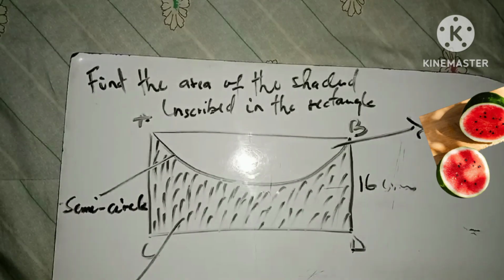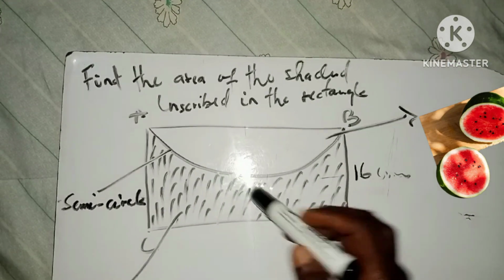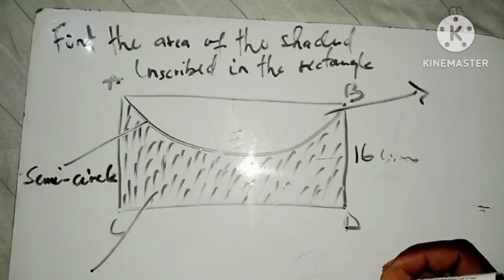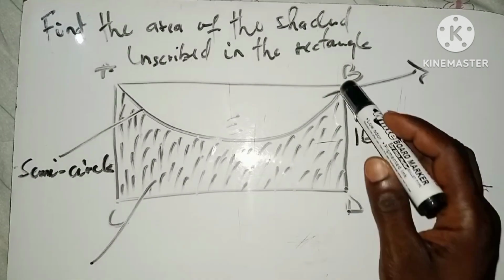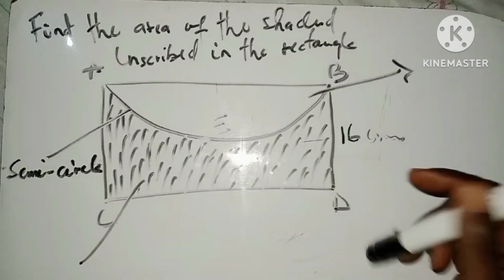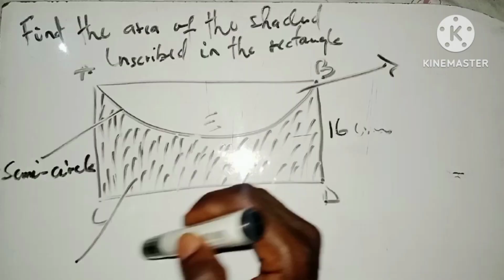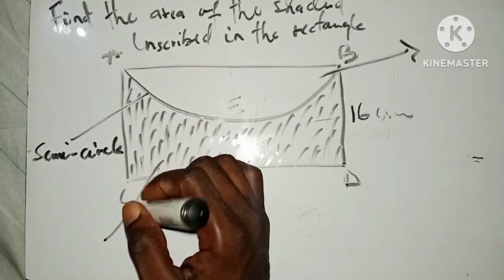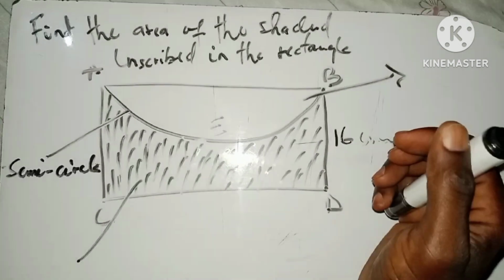We want to find the area of the shaded portion from this diagram. So these are the informations that we have here. We have this to be a rectangle, right? So this is a rectangle with a semicircle in it. This is not drawn to scale, but that is the picture, right?